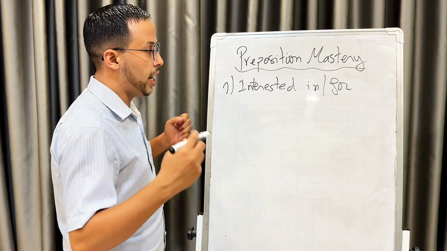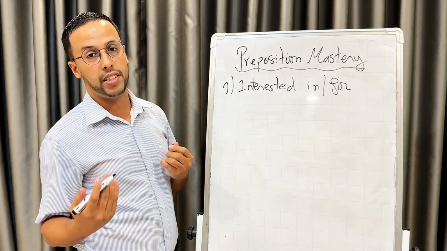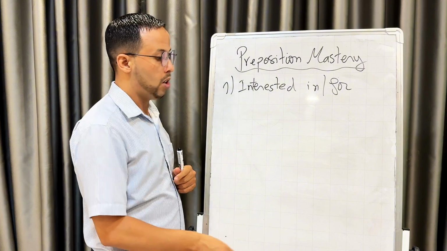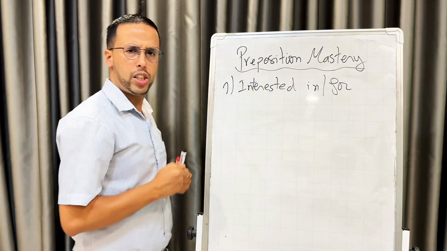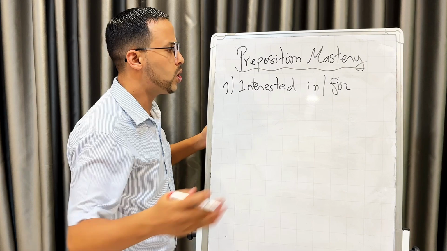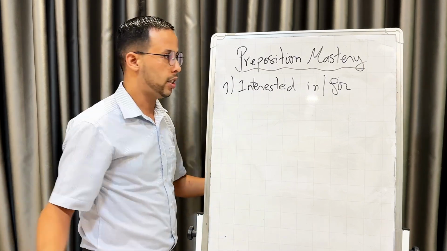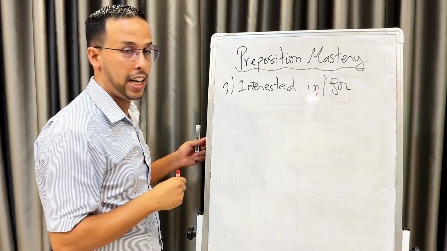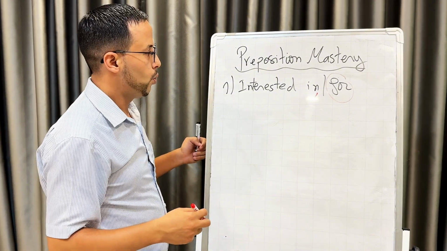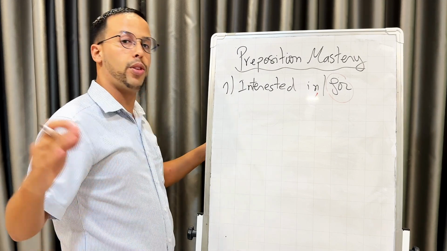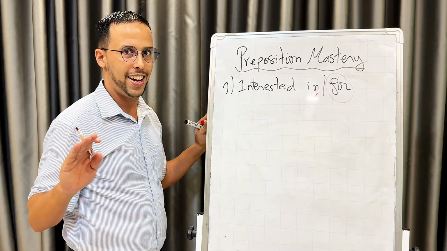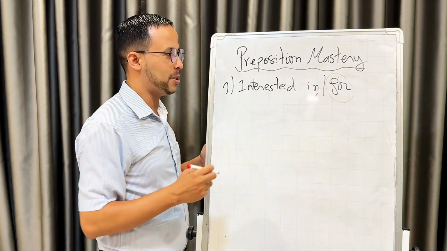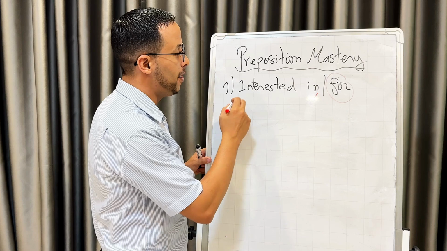When do we use interested in? First, is it interested in or is it interested for? Which one is correct? Which one do you normally use? Which one do you usually use? For or in? Write in the comment below, right? Which one do you think is correct? Which one do you think is appropriate? Okay, I will give you an answer because we don't have time. I'm not gonna wait for you.